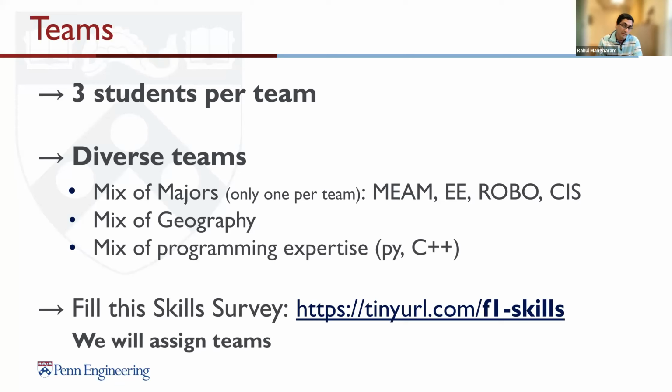Ideally, also have a mix of geography. I'll just put it explicitly: we don't want people all from the same geographic region in one team and all from the other geographic region in another, so we'll mix them up. You also want a mix of programming expertise. Most people are probably more comfortable with Python, and fewer may have had some real world experience with C++. So you definitely want someone with C++ experience on your team.